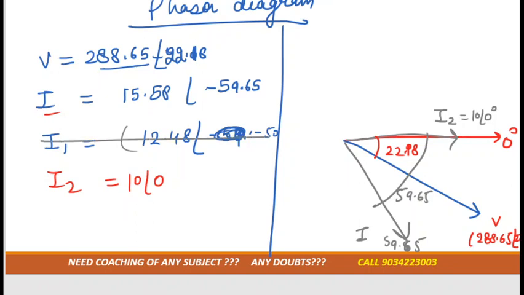I1 I didn't take because we don't know the value of I1. If you need, then you can calculate the value of I1, and if it is positive, then take it on the upward side. If it is negative, then take it on the downward side, like this. Okay, this is how the phasor diagram is drawn.